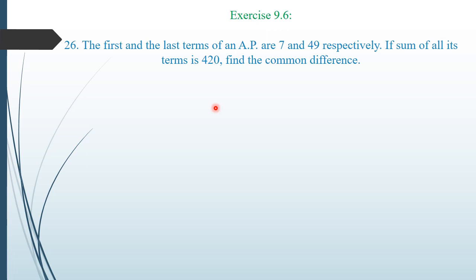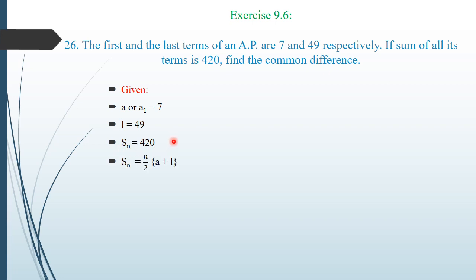Next is question number 26, which says the first and the last term of an AP are 7 and 49 respectively. If the sum of all its terms is 420, find the common difference. This is a very simple question. We'll note down the given data. First term a is equal to 7 and the last term l is equal to 49. Again, he's telling that the sum of all its terms, meaning from the first term till the last term, is equal to 420. I can represent it as Sn is equal to 420.